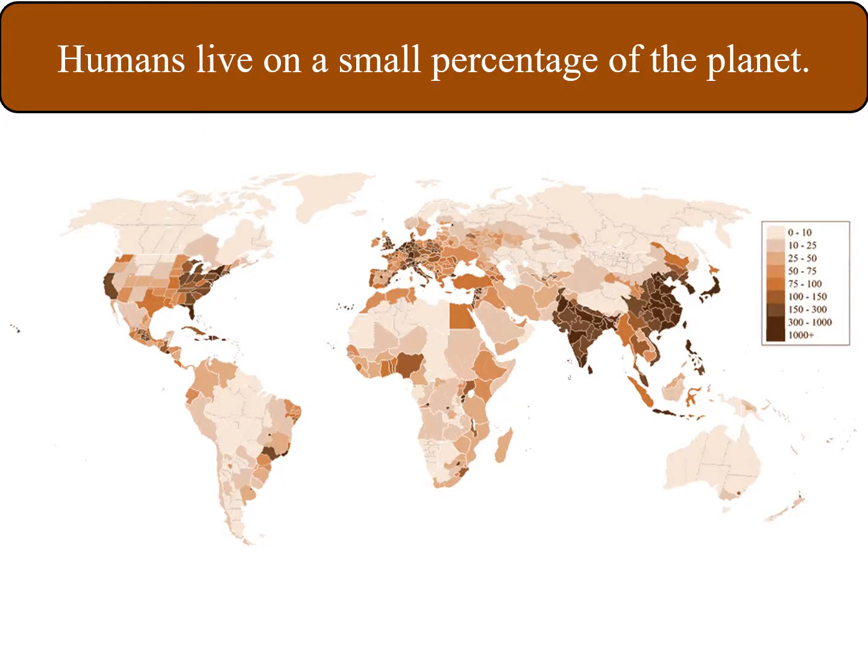Even though there's over 7 billion of us, humans actually live on a very small percentage of the planet. You can see from this map there's really 4 major clusters where most humans on this planet live. That's in East Asia, South Asia, Europe, and Eastern North America.